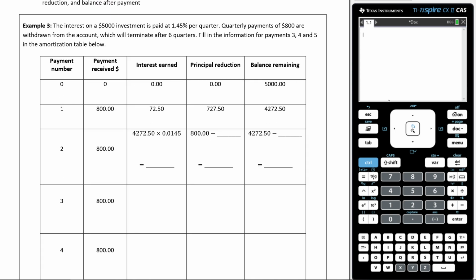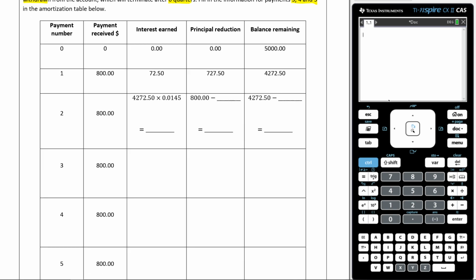So let's now go through example 3 here. It says the interest on a $5,000 investment is paid at 1.5% per quarter. Quarterly payments of $800 are withdrawn from the account, which will terminate after 6 quarters. Fill in the information for payments 3, 4, 5 in the amortization table below.